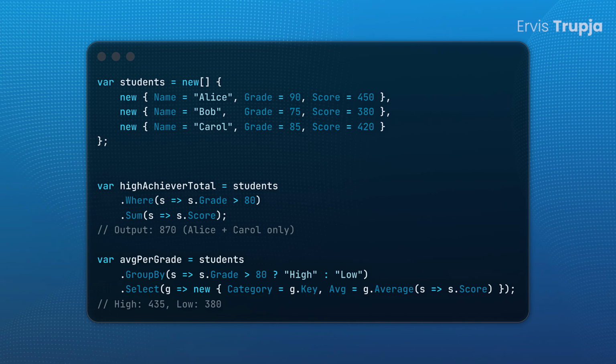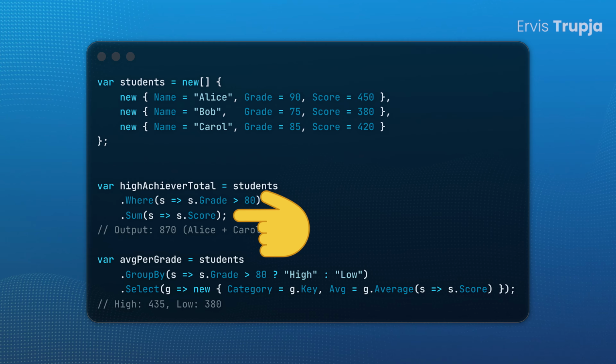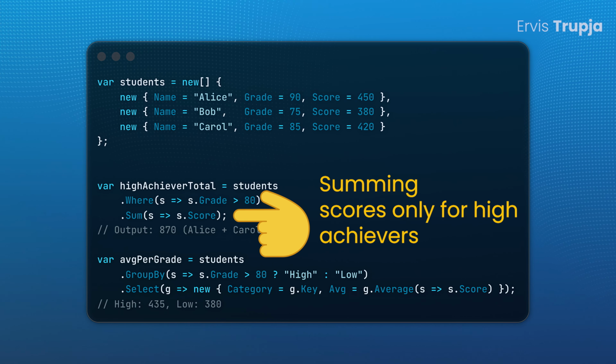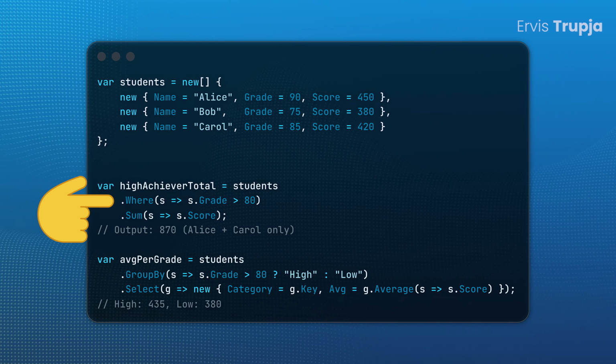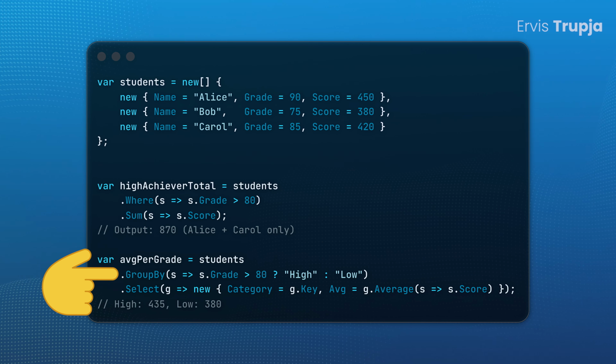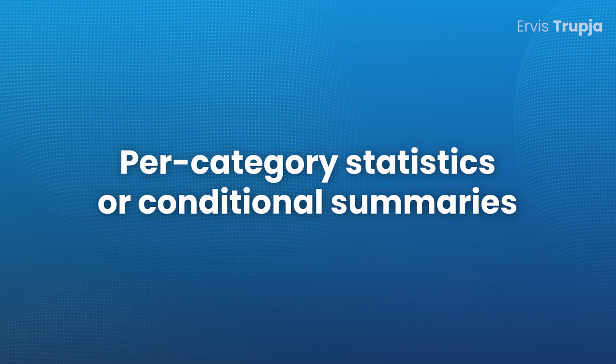Complex aggregates combine filtering and grouping, like Where and then Sum, summing scores only for high achievers. You can combine aggregates with Where and GroupBy for advanced analysis like per category statistics or conditional summaries.